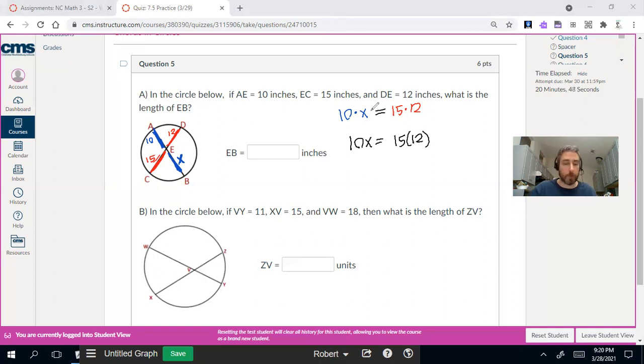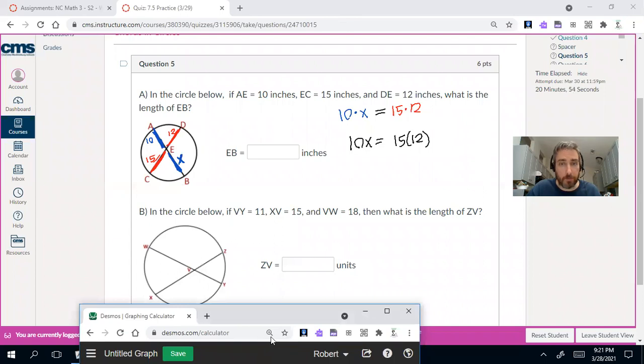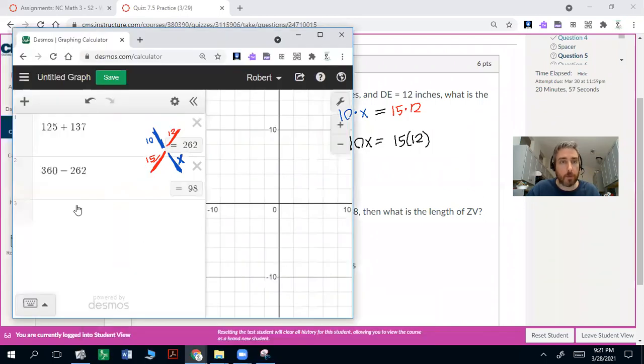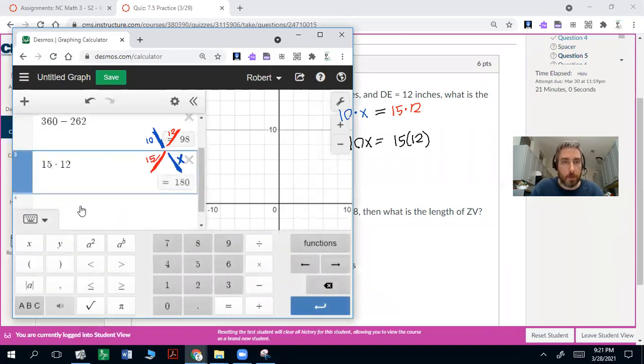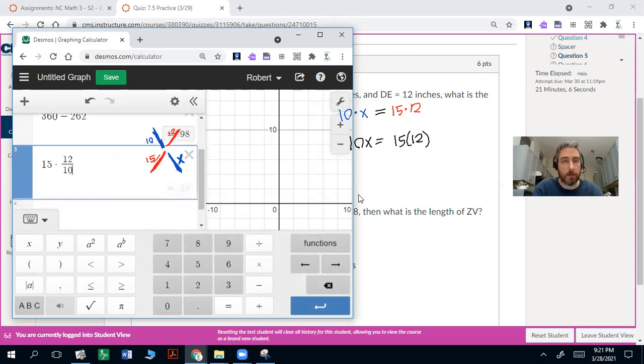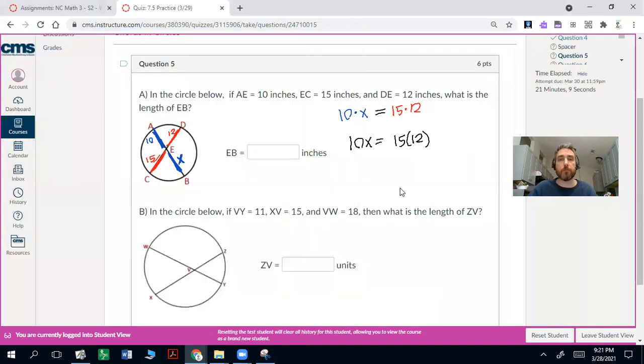15 times 12, I don't know that off the top of my head, so we'll use our calculator. That's 180. So 10x equals 180. Then if I divide by 10, x is 18. So the length that I called x, the length from E to B, is going to be 18 units long. Since we're talking about inches, that would be 18 inches.